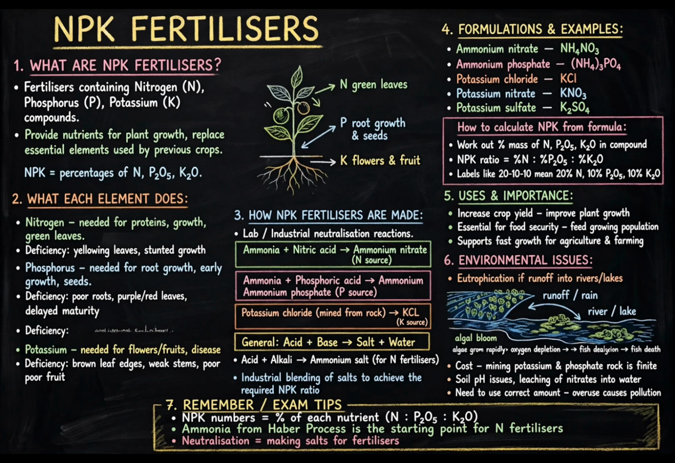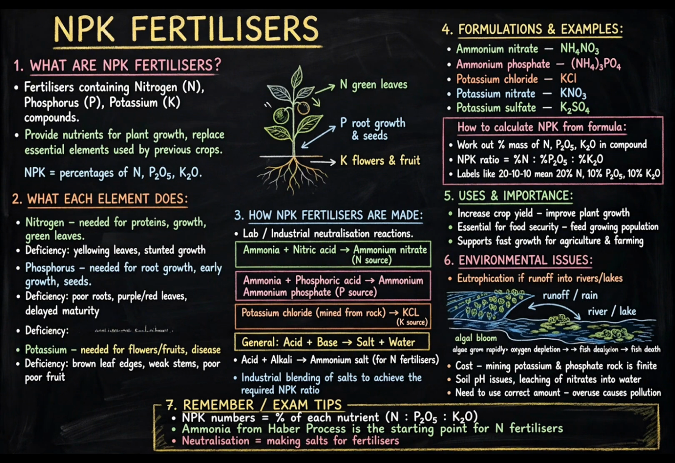Finally, NPK fertilizers. What are they? Fertilizers containing nitrogen, phosphorus, potassium compounds, provide nutrients for plant growth, replace essential elements used by previous crops. NPK numbers mean percentages of N, P2O5, K2O. So 20-10-10 means 20% N, 10% P2O5, 10% K2O.